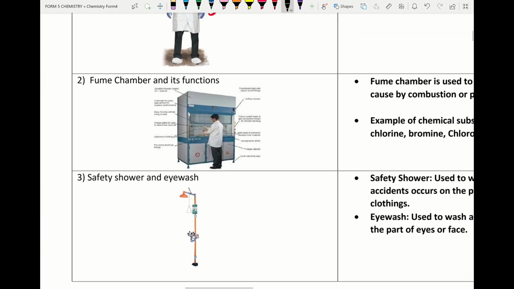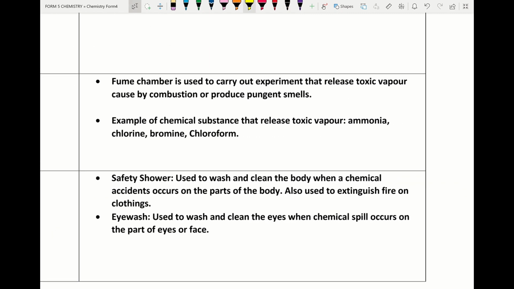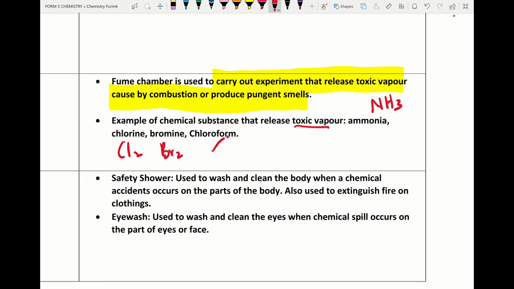This instrument is known as a fume chamber. A fume chamber is used to carry out experiments that release toxic vapor caused by combustion or produce a pungent smell. Examples of chemical substances that produce toxic vapor: ammonia, formula NH3, chlorine, formula Cl2, bromine, formula Br2, and chloroform.